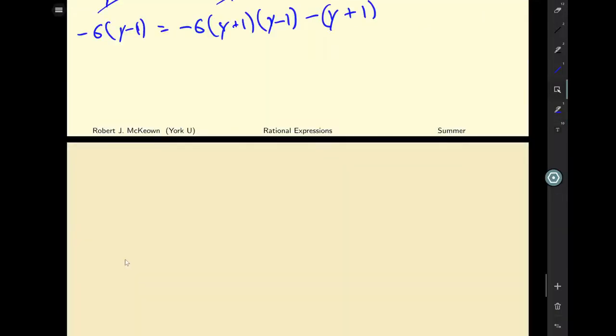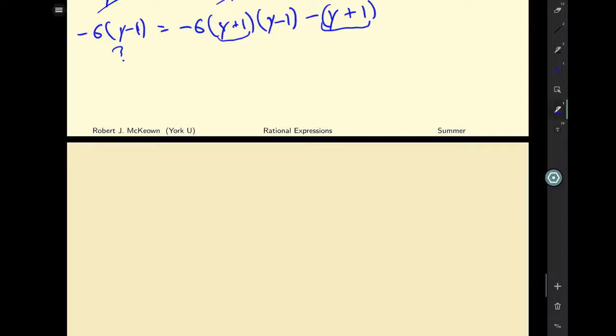Now it might not be obvious how to proceed. If I look at each of the terms, there are no common factors. So we've got a y plus 1 over here, and a y plus 1 over here, but there's no y plus 1 over there.